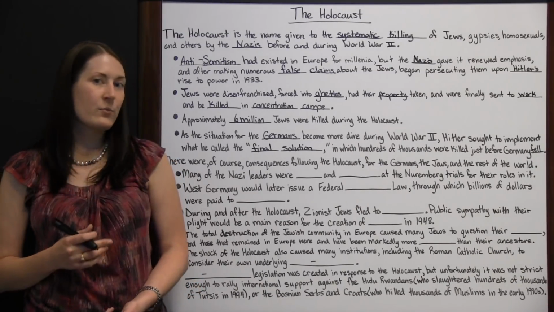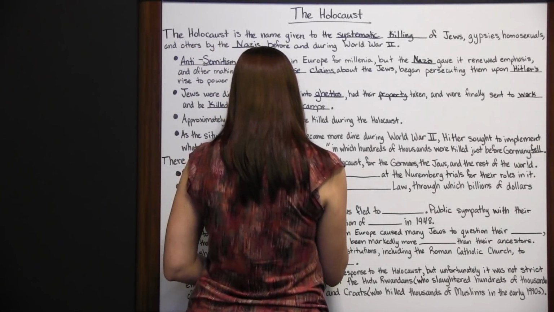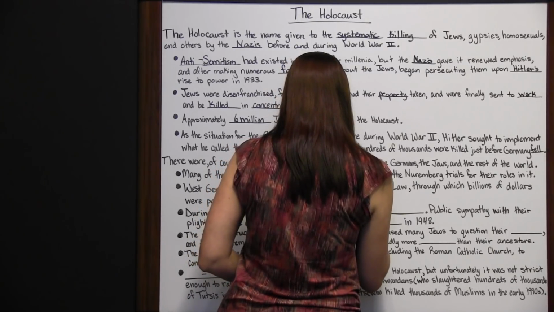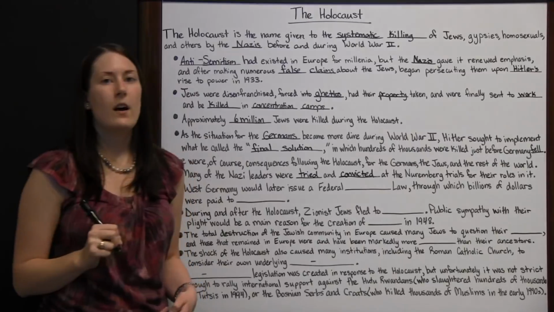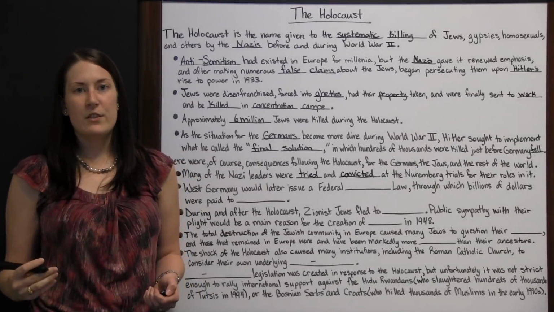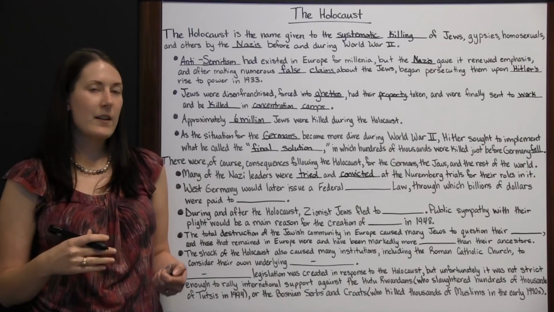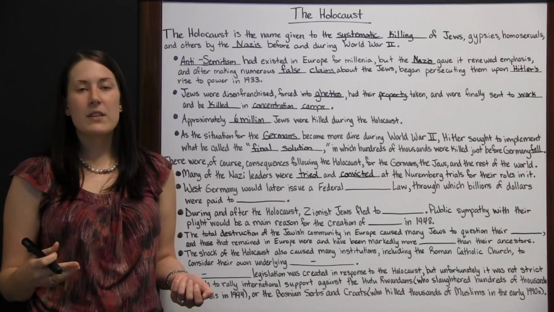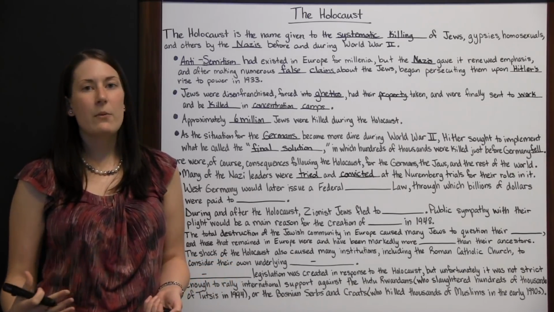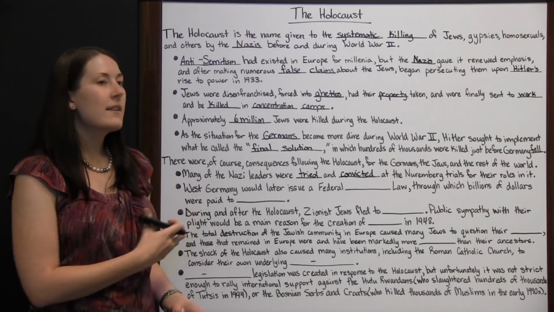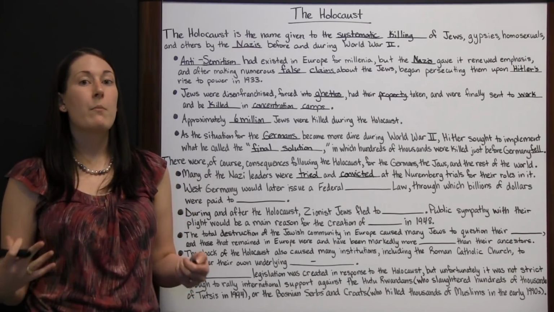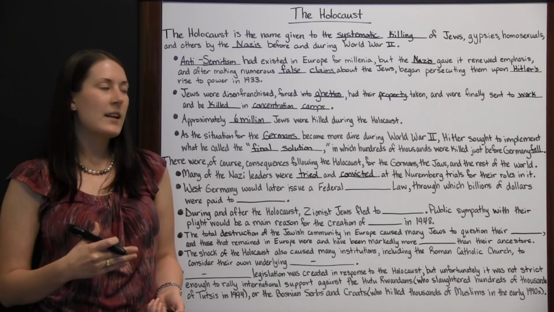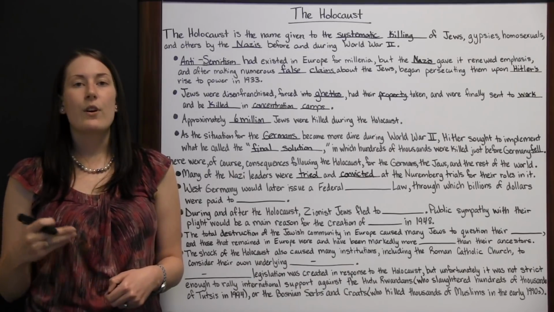Many of the Nazi leaders were tried and convicted at the Nuremberg trials for their roles in the Holocaust. So Hitler committed suicide right before the Germans fell. He saw the end was near, he committed suicide. Some of the other higher up German leaders either committed suicide themselves or they were killed before they were captured. But there were still plenty of Nazi leaders that had participated in promoting the Holocaust, promoting the killing of Jews. And so those leaders were tried and convicted at what were known as the Nuremberg trials for their roles in the Holocaust.